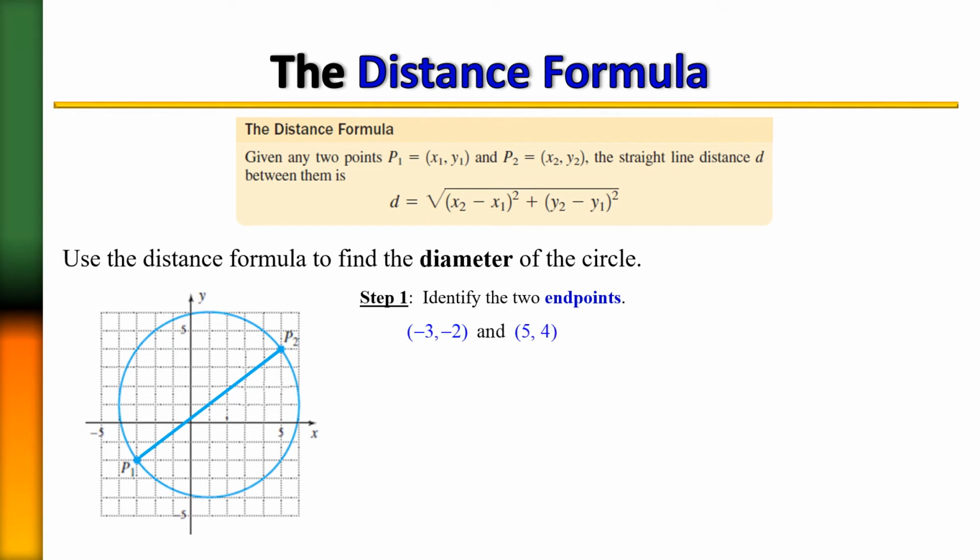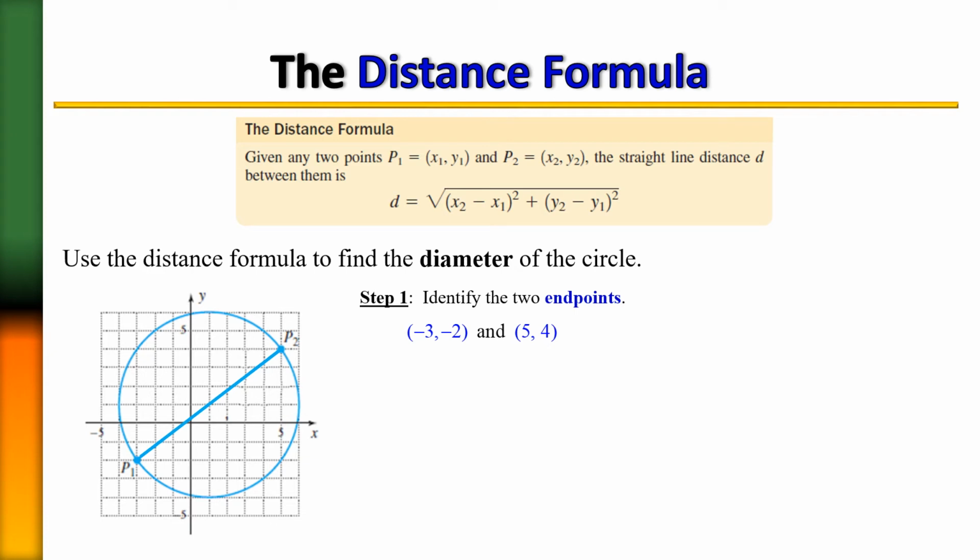Once you've identified your 2 points, you're going to simply go ahead and plug them into the distance formula. Now, it really doesn't matter which one you let be point 1 and which one you let be point 2. It'll still work out the same. You just need to get your x's together, subtract them, get your y's together and subtract them. Now I'm going to follow it just as the formula states, which is x sub 2 minus x sub 1, and then plus y sub 2 minus y sub 1.